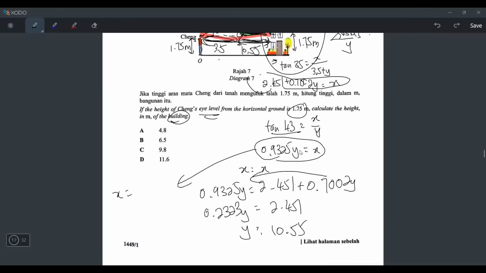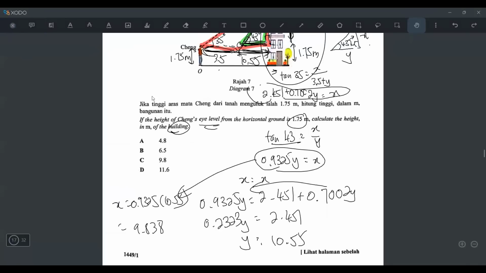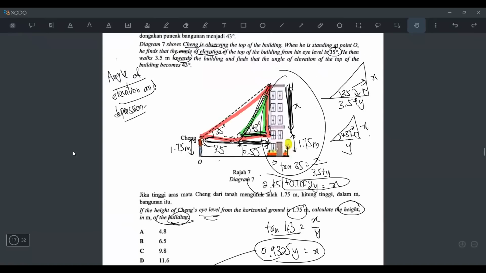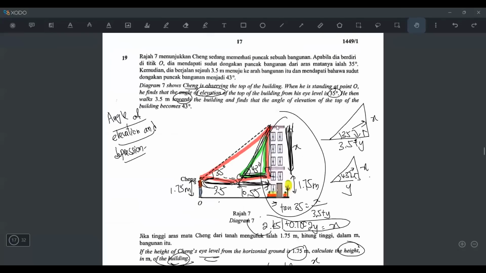X equals to what? 0.9325y. And since I already found y, why not I just substitute it in? So just press answer times 0.9325. I got 9.838. Okay, 9.838. But you don't go and round it, no. Be patient. This is the X. I don't think that's what the question asks. The question never asked for X. The question asked for height of building. Look carefully, the height of building is not just X. X is just a part.